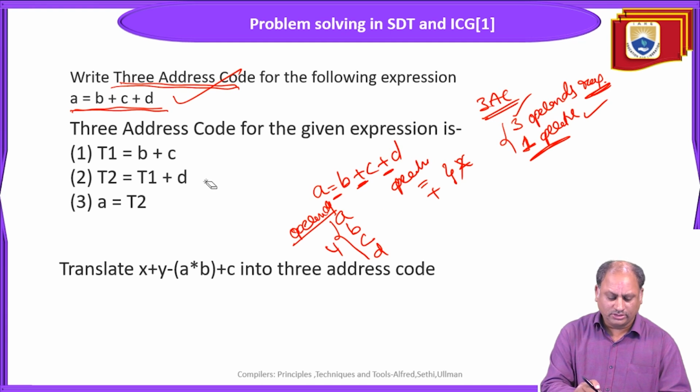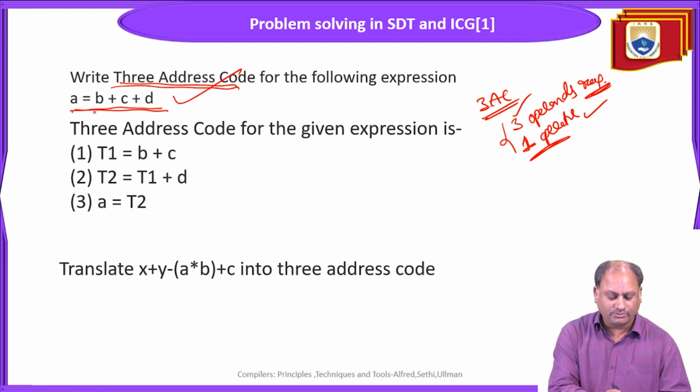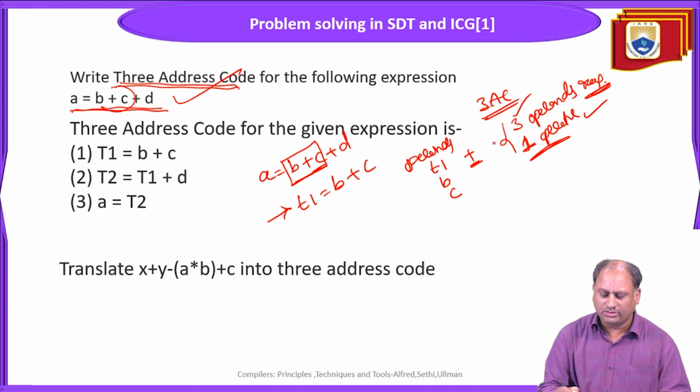So in order to make this a three address notation, we first substitute B plus C. Here A equal to B plus C plus D: we make a small unit, that is B plus C, into a temporary variable, T1 equal to B plus C. This is one statement, which contains the operands T1, B, C and the operator plus, at least one and only one operator.